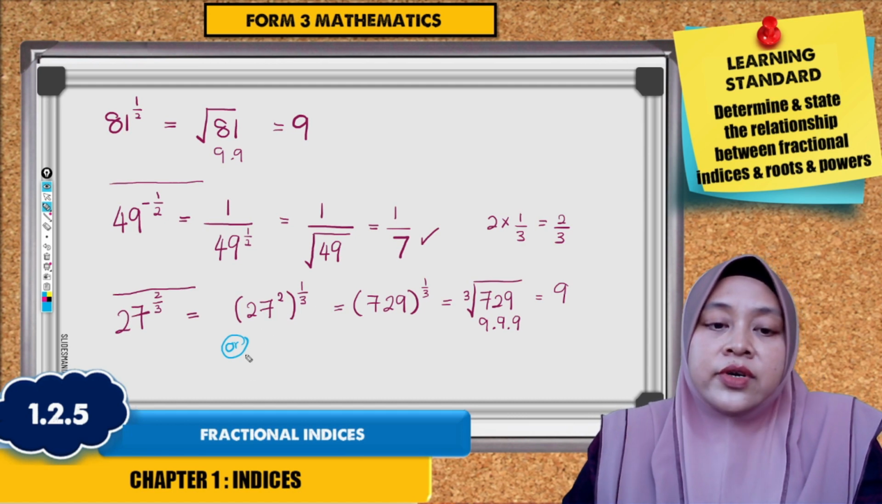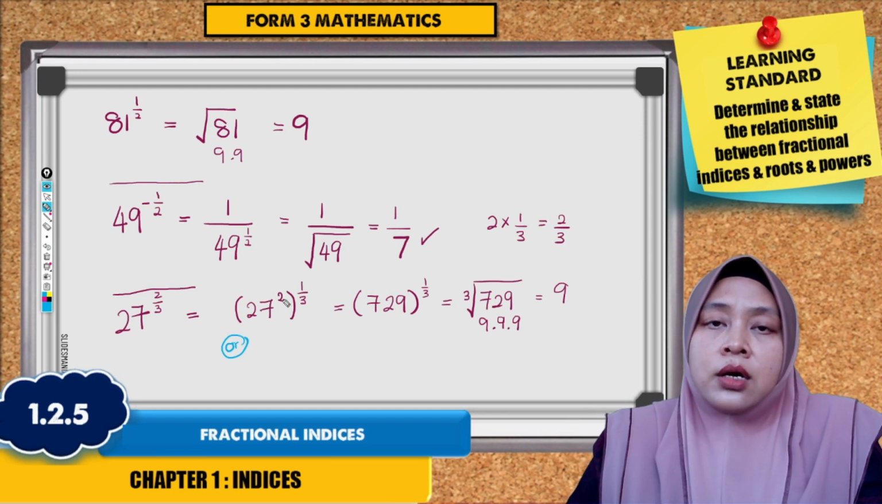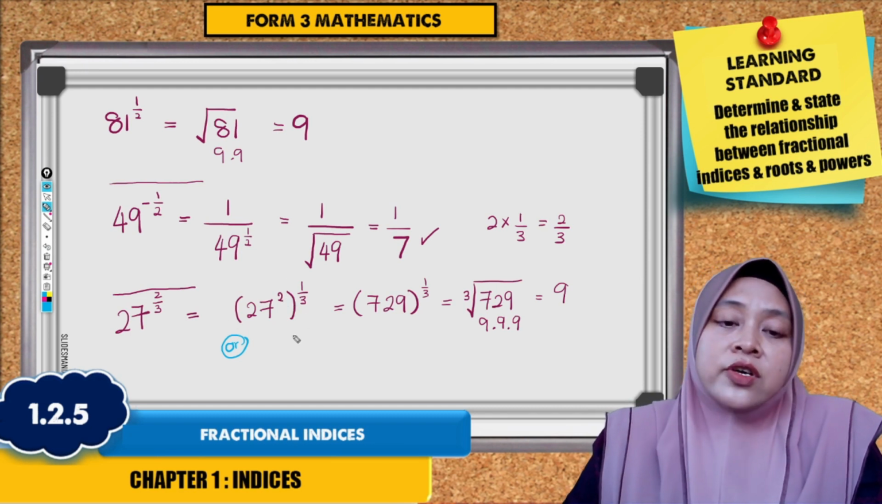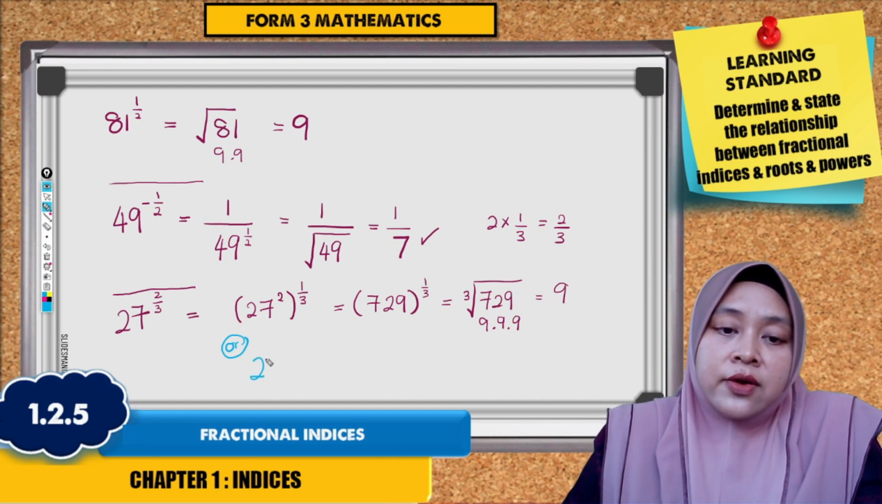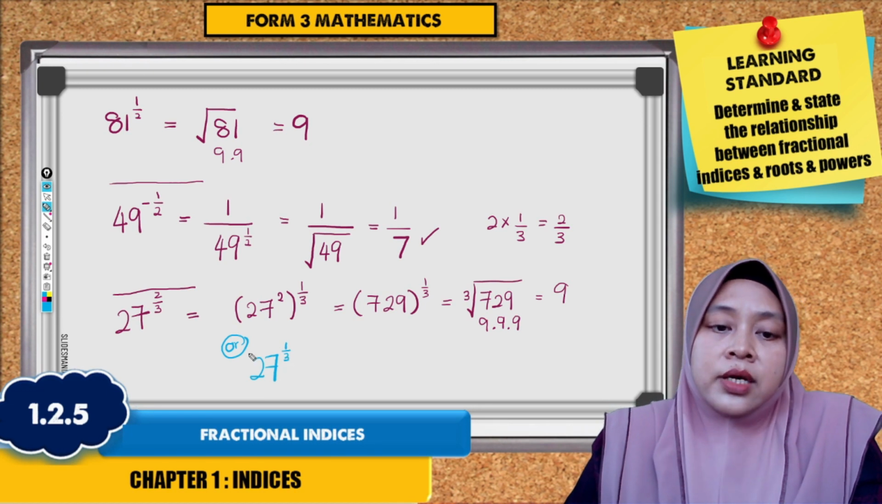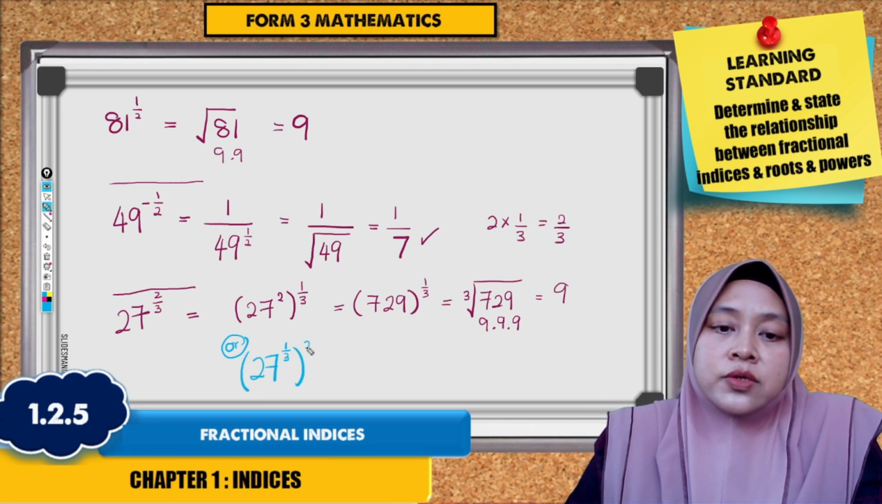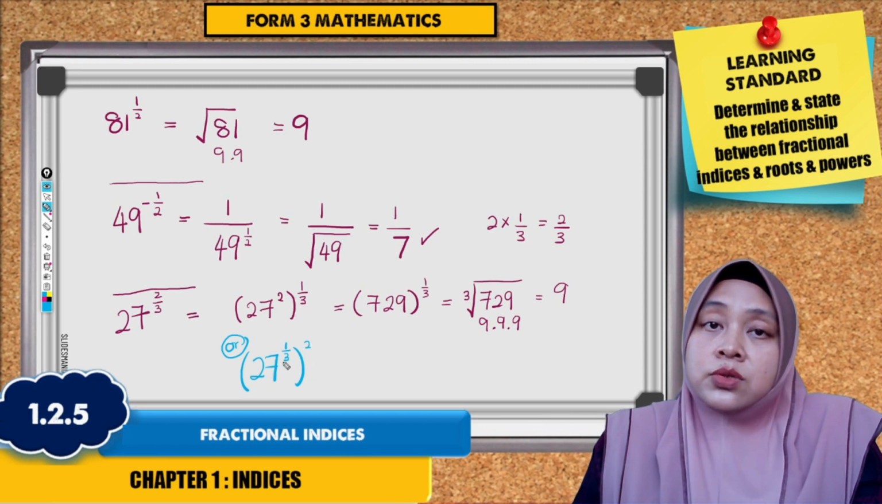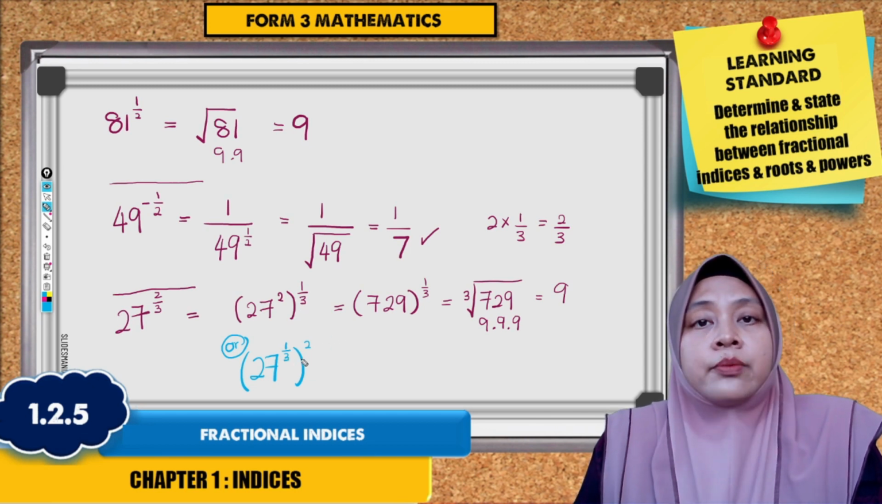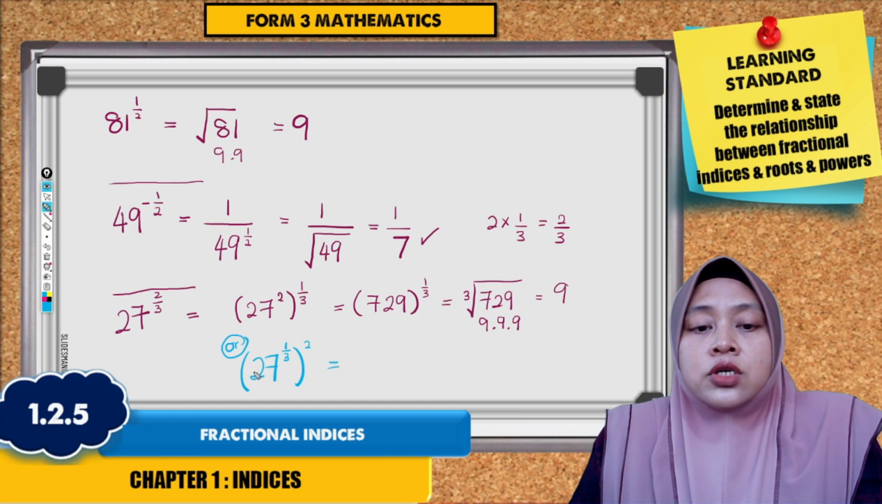So, 27. I don't want to square first, but I want to do the cube roots first. So 27 to the power of 1/3, and then I put 2 outside. It's the same, right? 2 times 1 over 3 and 1 over 3 times 2, the same, right? So, up to you.